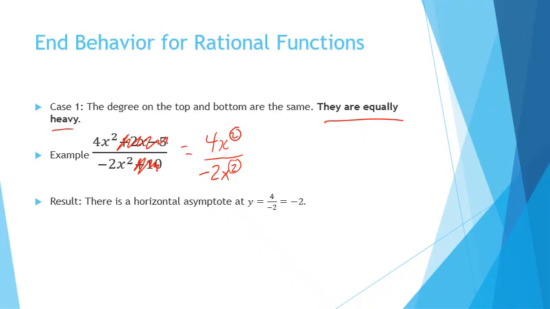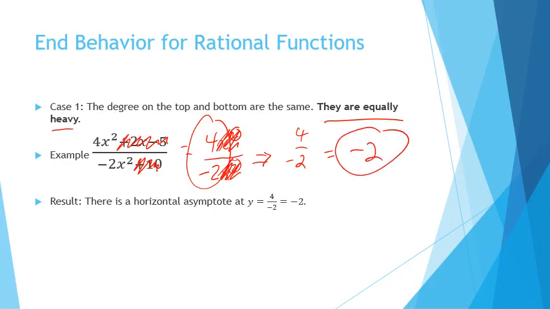Basically, as we go to positive or negative infinity, we can almost cancel out an x squared from the top and an x squared at the bottom, and this is going to tend towards 4 over negative 2, the ratio of the coefficients from the top and the bottom. And so as we get bigger and bigger, this is just going to go to negative 2. So there's going to be a horizontal asymptote at y equals negative 2, a line that the function may approach but will never touch.